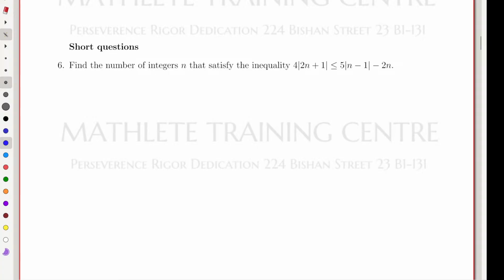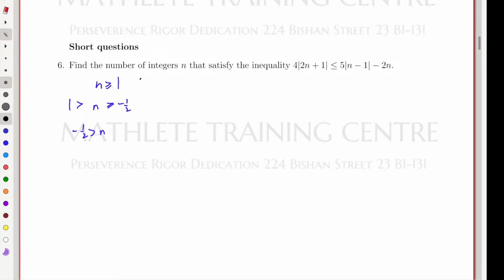Question number 6, find the number of integers n's that satisfy this inequality. We realize that I don't need to consider so many cases, even though I have absolute value here. The cases I would need to consider are the case where n is at least 1, the case where n is less than 1 but bigger than or equals to negative half, right? Because this thing is 0 when n is negative half. And the last case when n is smaller than negative half. There's nothing else to consider.